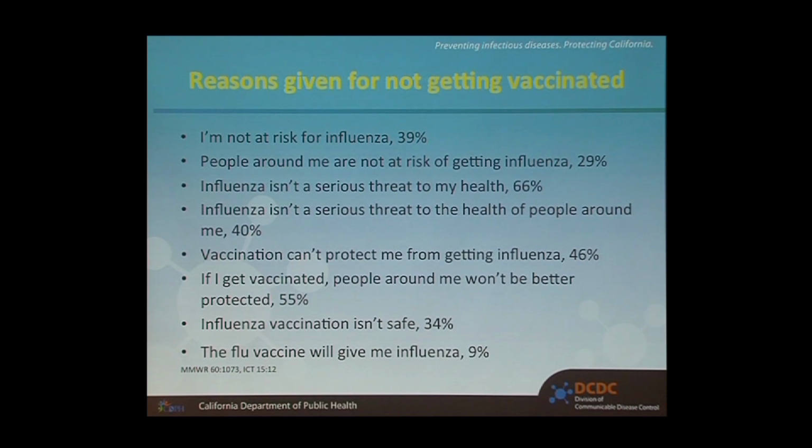Here are reasons given for not getting vaccinated. I'm not at risk. People around me are not at risk. This is not a serious threat to my health or health of the people around me. It can't protect me. It's not safe, and it will give me influenza.